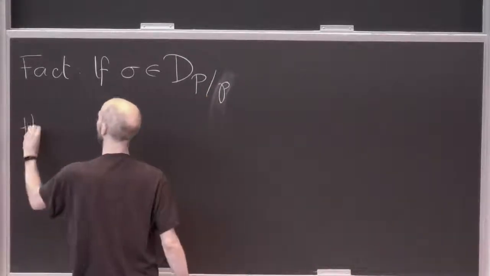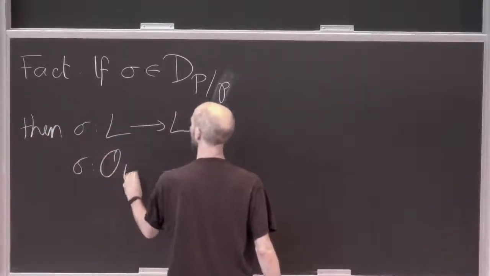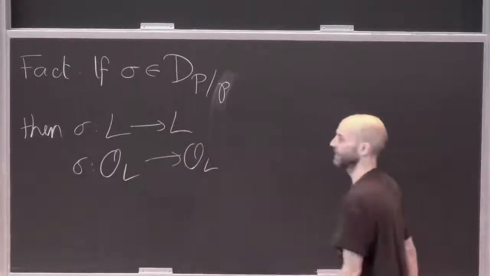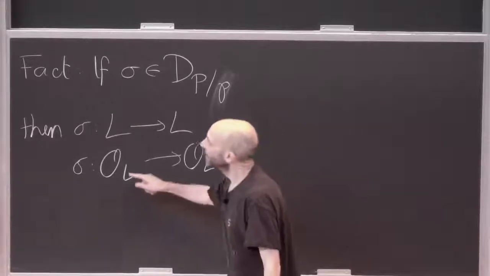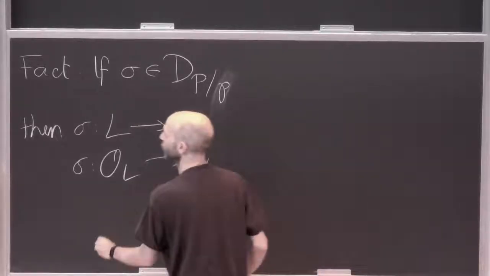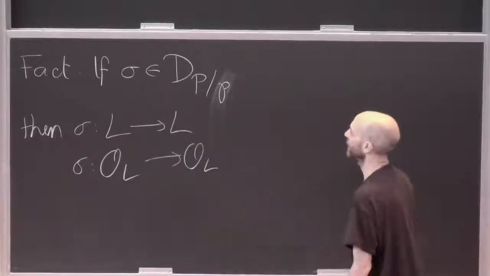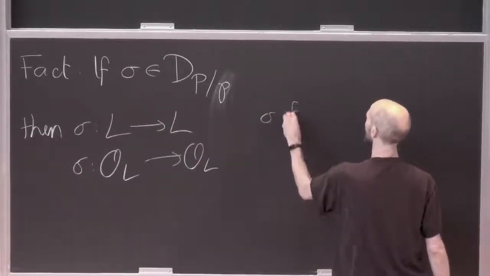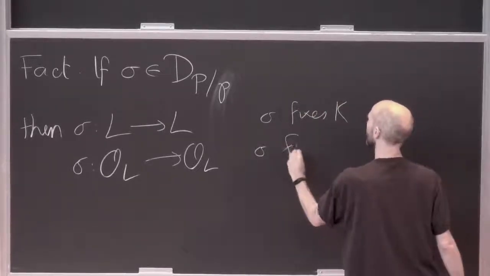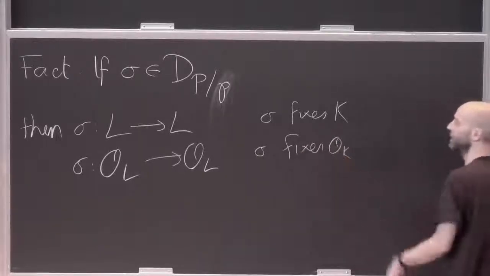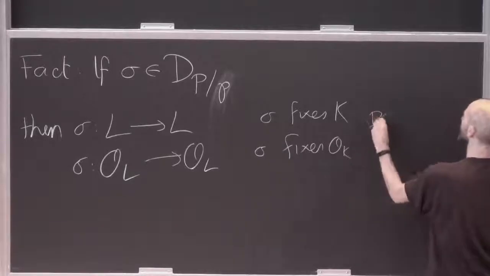Then when you think about it, by definition, sigma is a map from L to L, and sigma will send O_L to O_L, because that's life, isn't it? O_L is some intrinsically defined thing. And then sigma definitely sends little curly p to itself because it's in Gal(L/K), right? So sigma fixes K, and by fixes I mean fixes pointwise. I don't just mean it maps O_K to itself, I mean it acts as the identity on O_K. So it fixes this stuff pointwise.